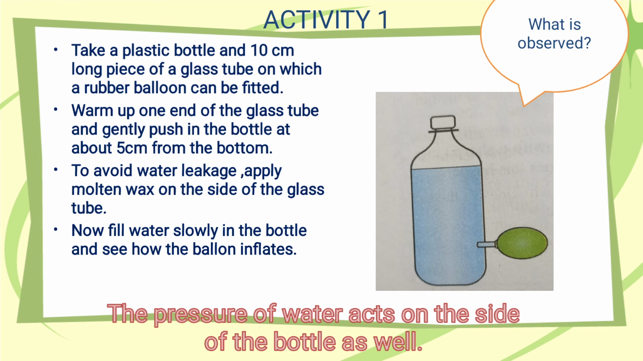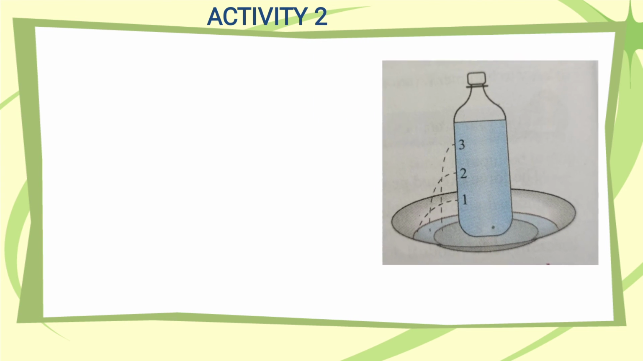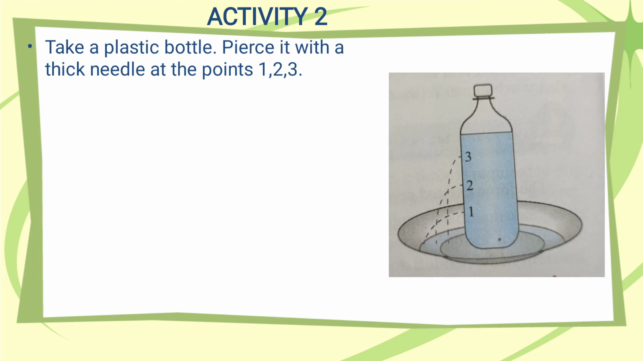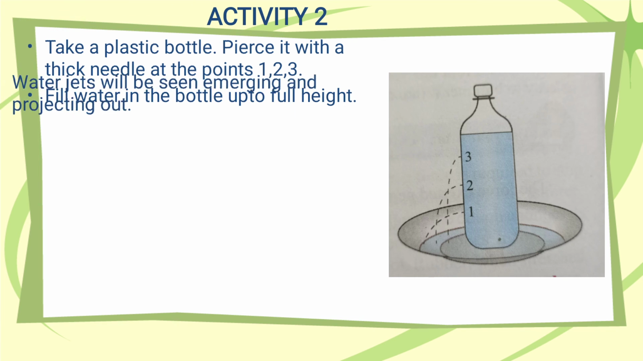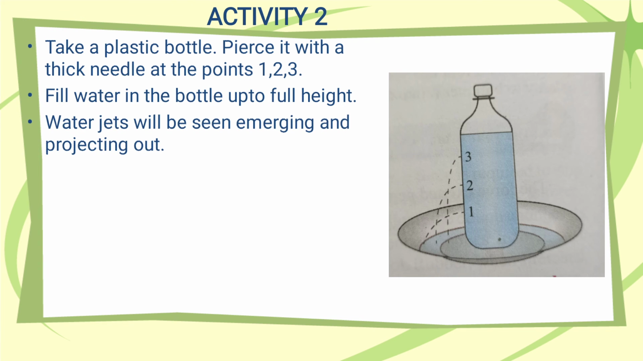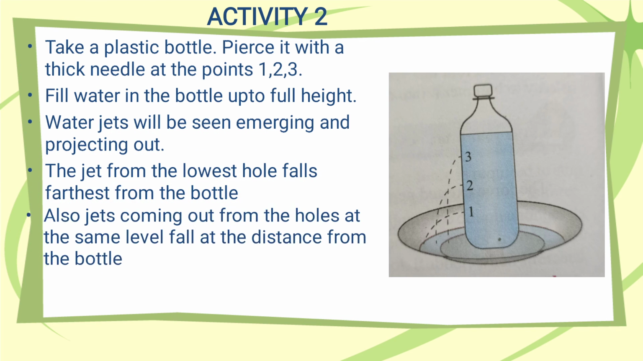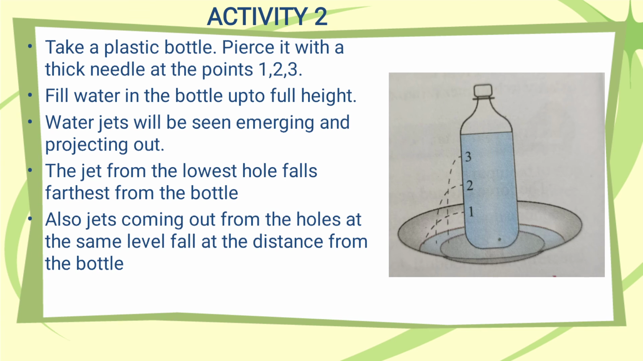Now, let's see activity number 2. First, take a plastic bottle and pierce it with a thick needle at points 1, 2, 3. Now, fill water in the bottle up to full height. Water jets will be seen emerging and projecting out. The jet from the lowest hole falls farthest from the bottle. Also, jets coming out from the holes at the same level fall at the same distance from the bottle.